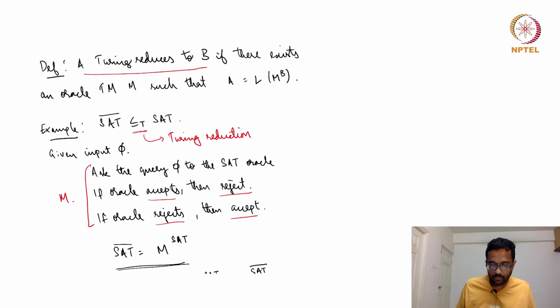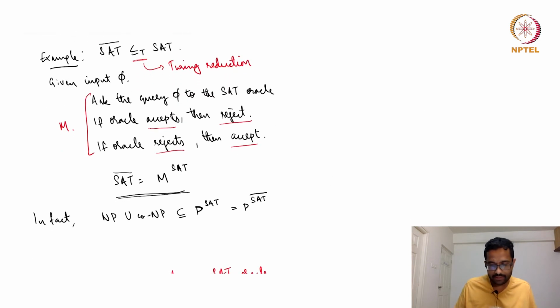So what we have shown here is, if this is a machine M that does this, then SAT complement is the language of this machine M with access to the SAT oracle. And if you notice, all that M is doing is just writing down the input in the query tape, which can be done in linear time, and then flipping the output, right? So this is certainly linear time. So M is a polynomial time machine, a deterministic polynomial time machine.